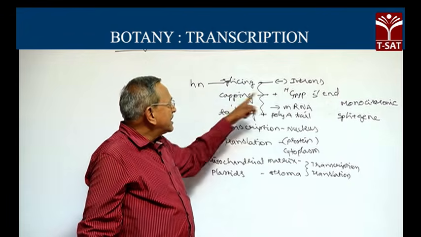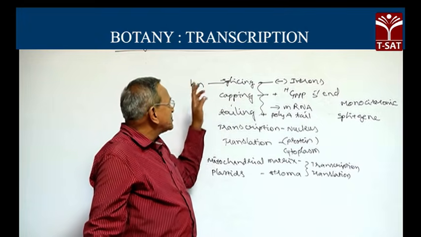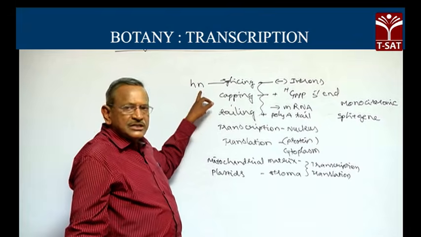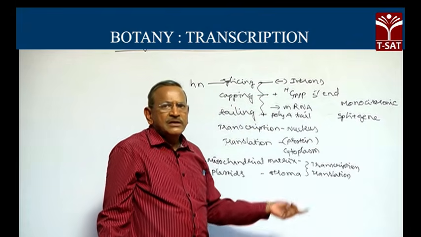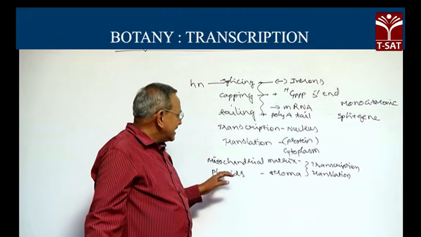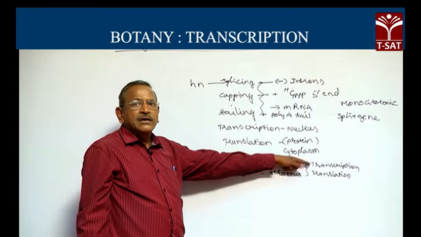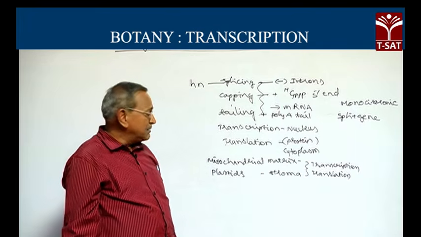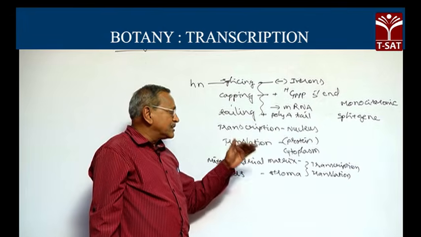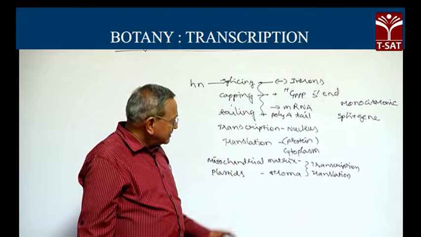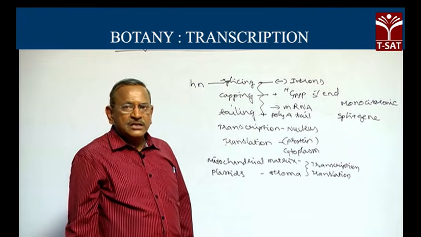Whatever mRNA is produced inside the nucleus requires processing, that is called hnRNA. It undergoes splicing, capping, tailing, whereas in the same eukaryotic cells inside mitochondria transcription and translation are simultaneous. Inside plastids of plant cells and also mitochondria of plant cells it occurs in the stroma, and transcription and translation are simultaneous.